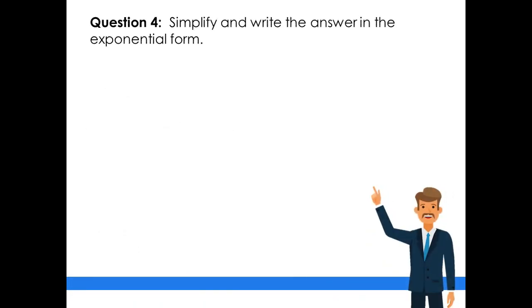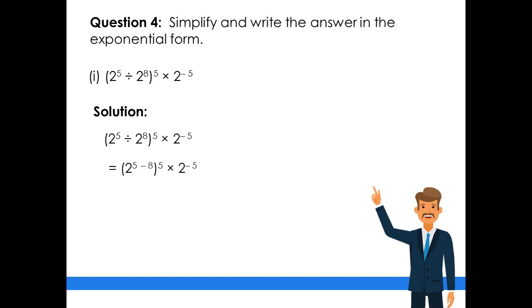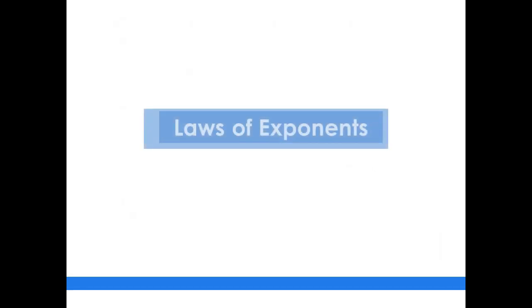Question 4. Simplify and write the answer in the exponential form. 2 raised to 5 divided by 2 raised to 8 the whole raised to 5 into 2 raised to minus 5. The answer is 1 by 2 raised to 2.